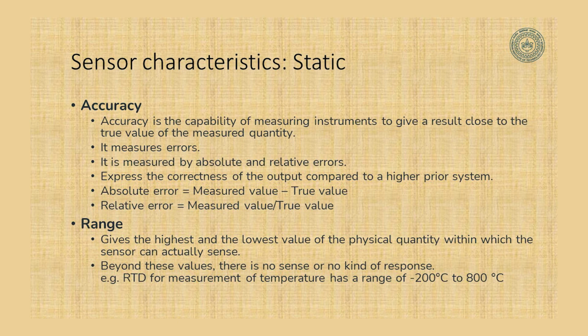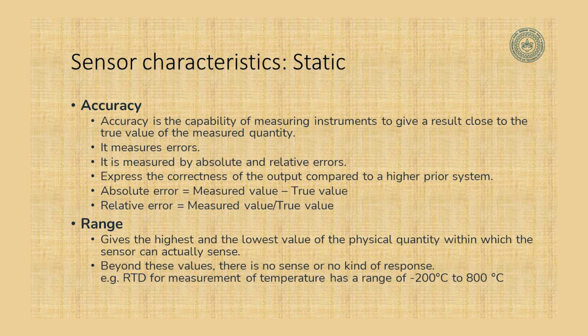So, how do you find out absolute error? Well, absolute error is the measured value minus the true value. So, whatever you have measured minus the actual value. In the example I was citing, 24.9 minus 25. So, that would be minus 0.1 degrees Celsius. The relative error is the measured value divided by the true value. So, 24.9 divided by 25. That would give you the relative error.